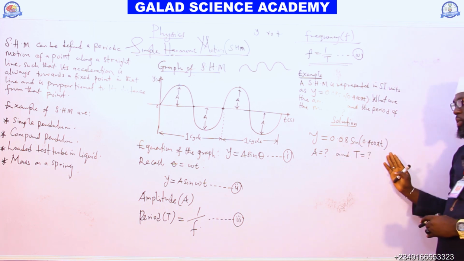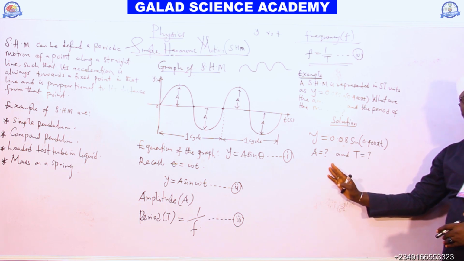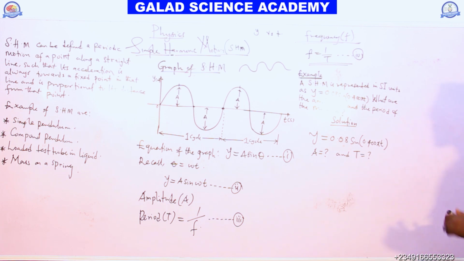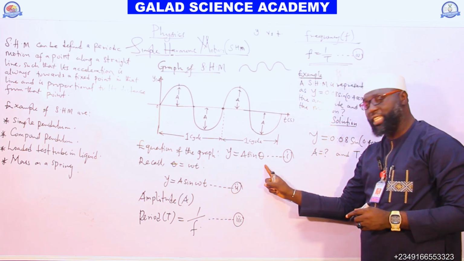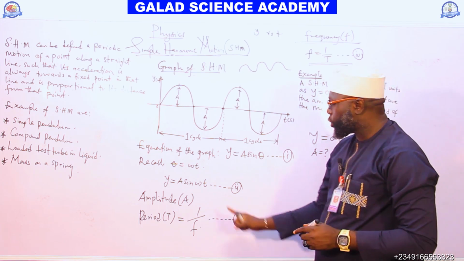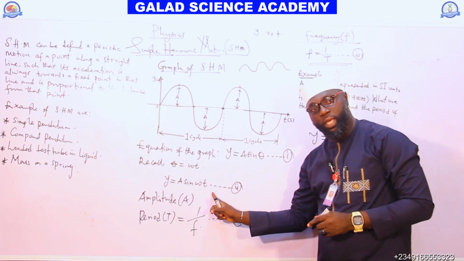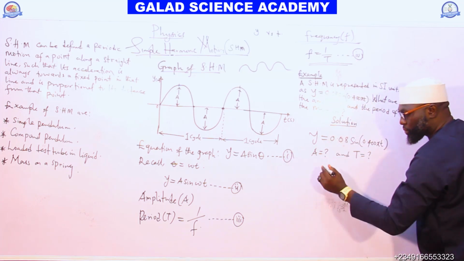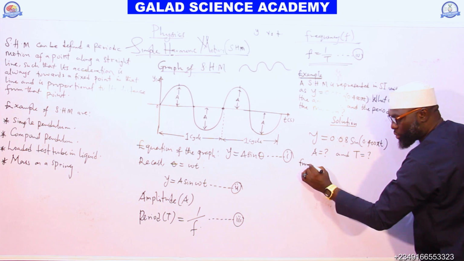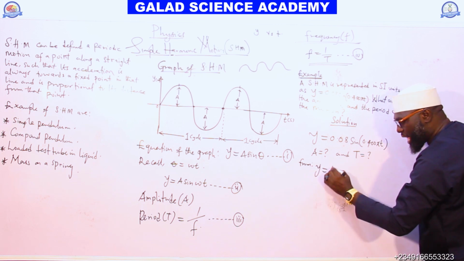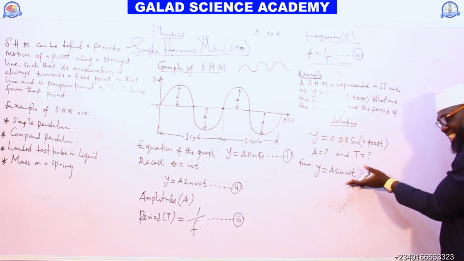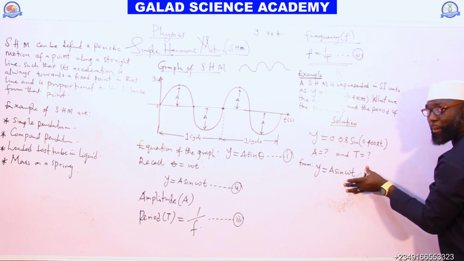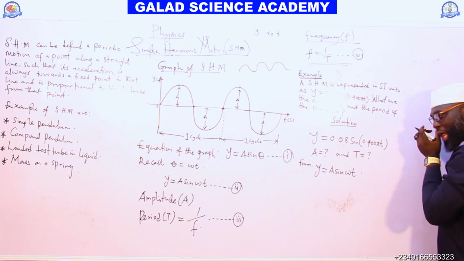Good. So we are now given this equation, and we are asked to find the amplitude and period. What do we do now? What is the general equation for simple harmonic motion? It can be represented by y equal to A sine theta, amplitude and the angular displacement, where the angular displacement is omega t. So you can now write your equation from the general equation: y equal to A sine omega t. This is the general equation of simple harmonic motion, SHM.